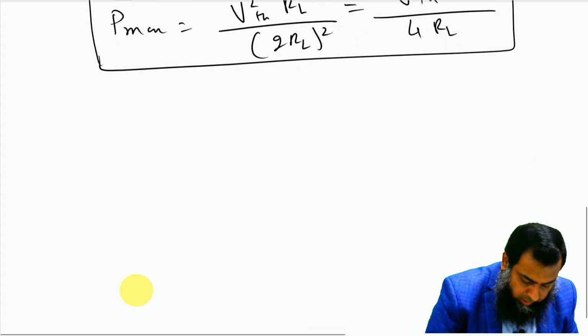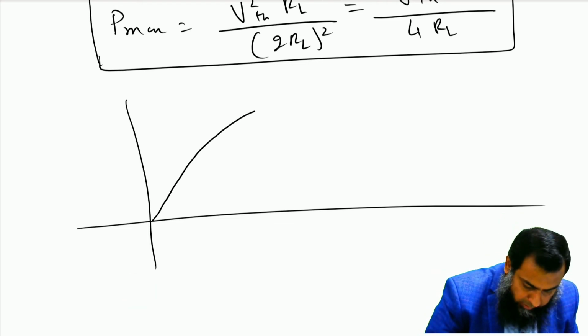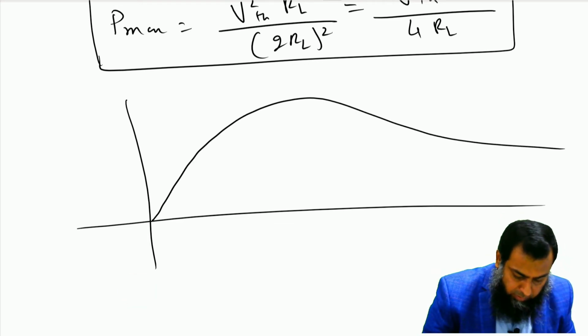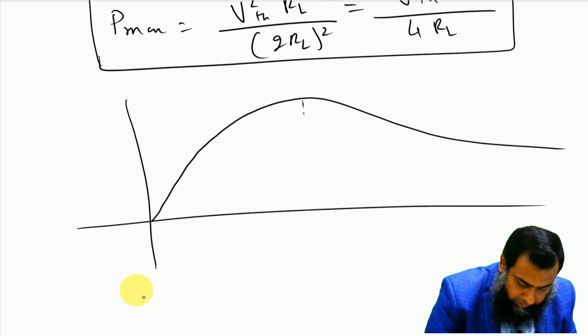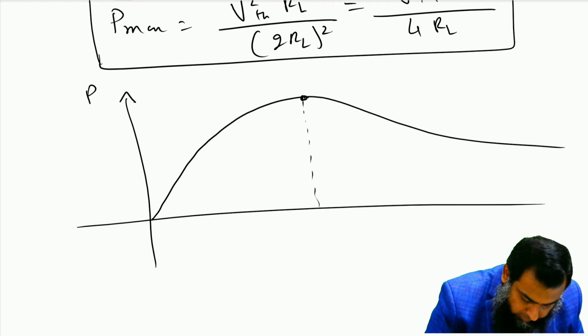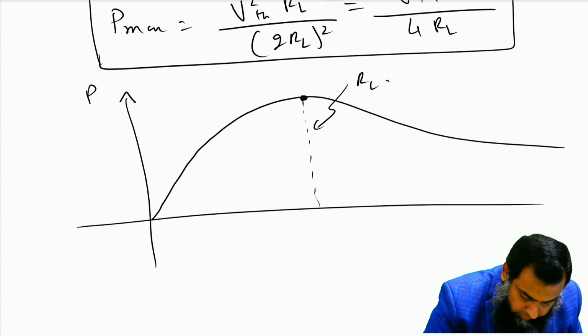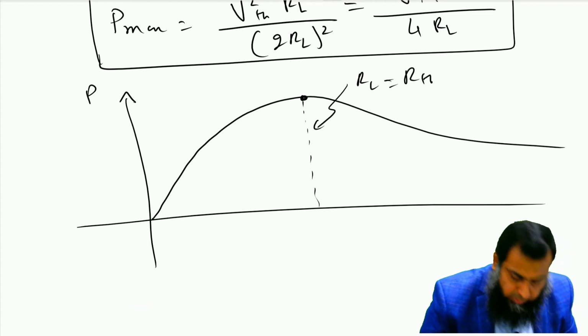Now the plotting here is quite simple. So you can actually plot it. We will see this type of a graph, where if this is the power P, then at that particular point where we have the maximum power, the load resistance RL is equal to the R Thevenin resistance.